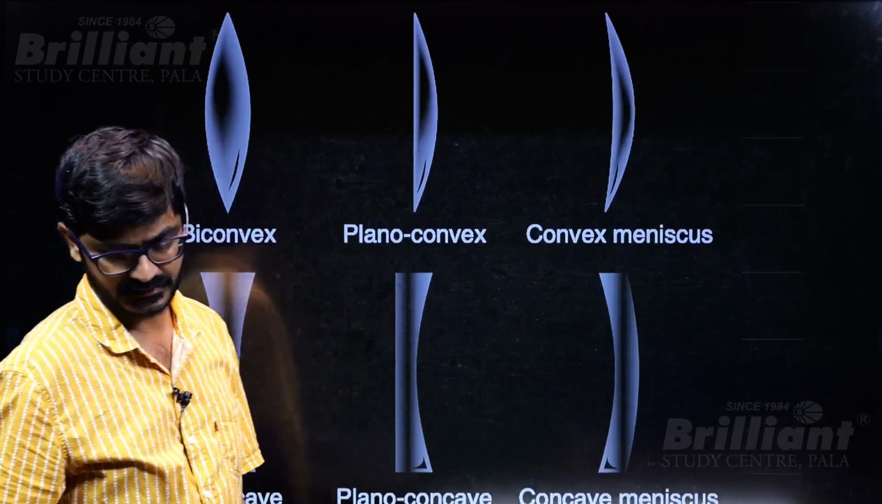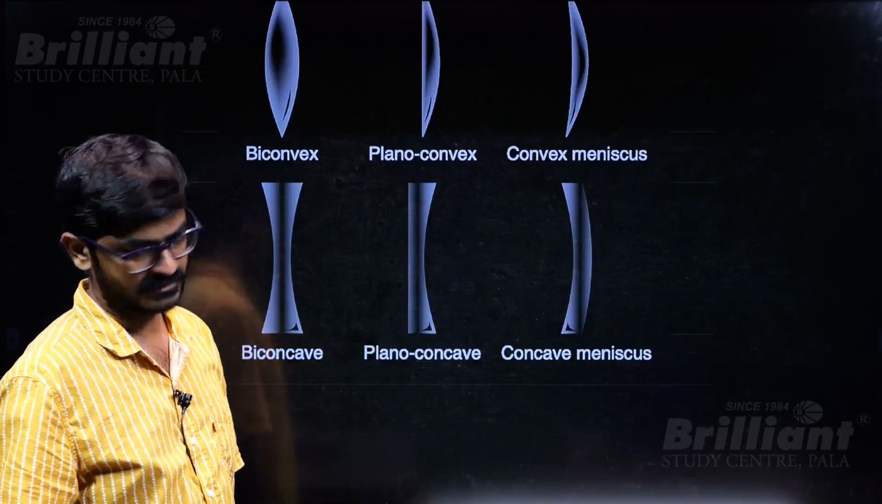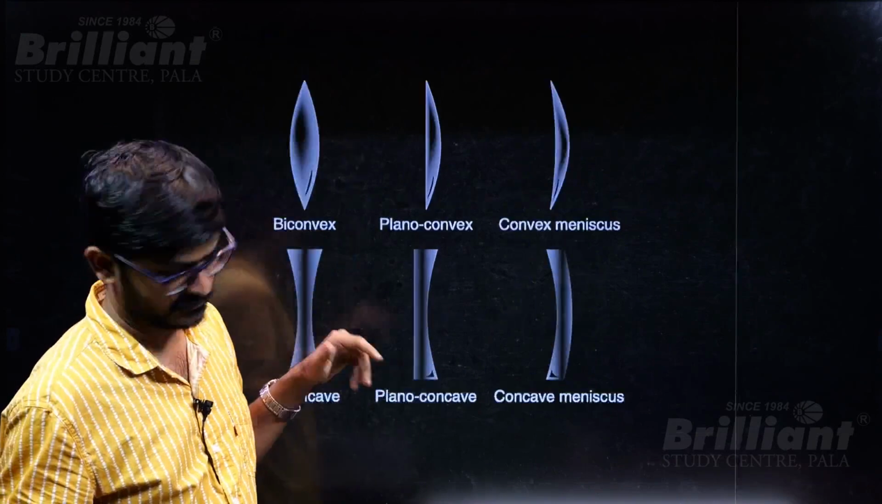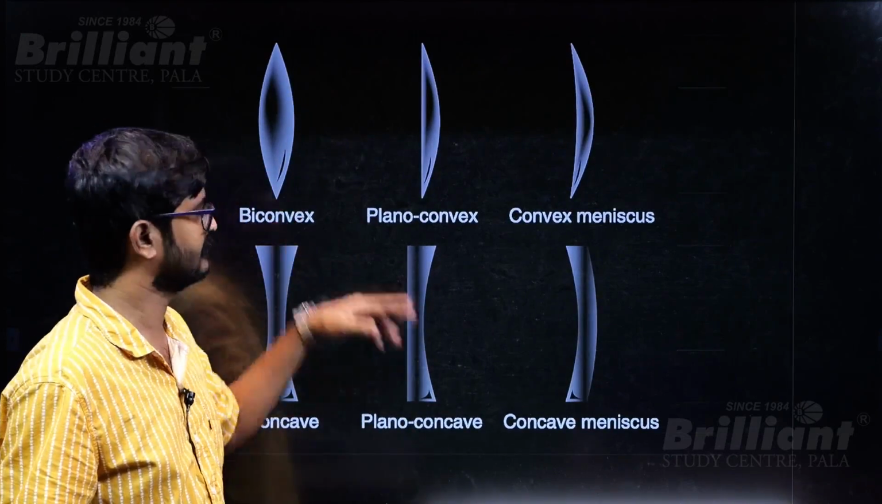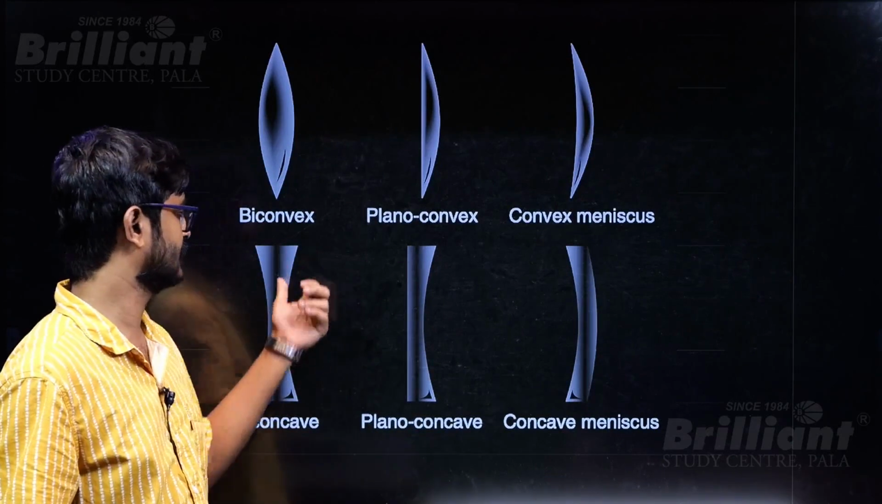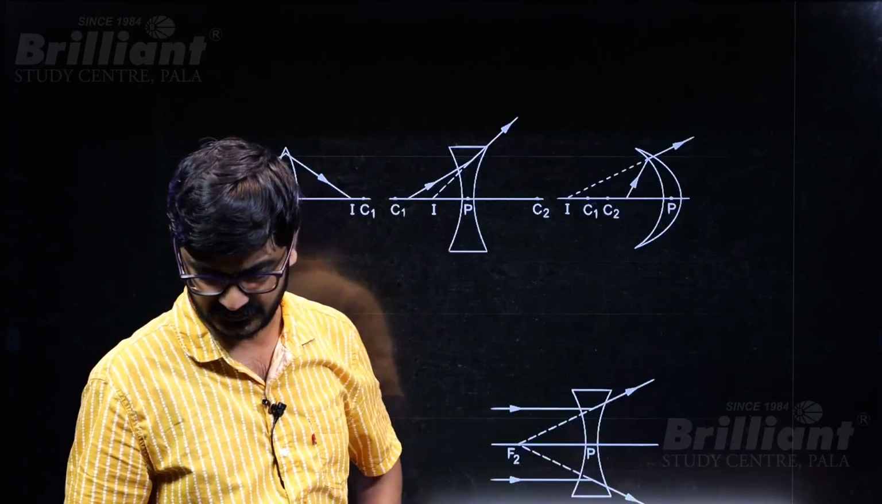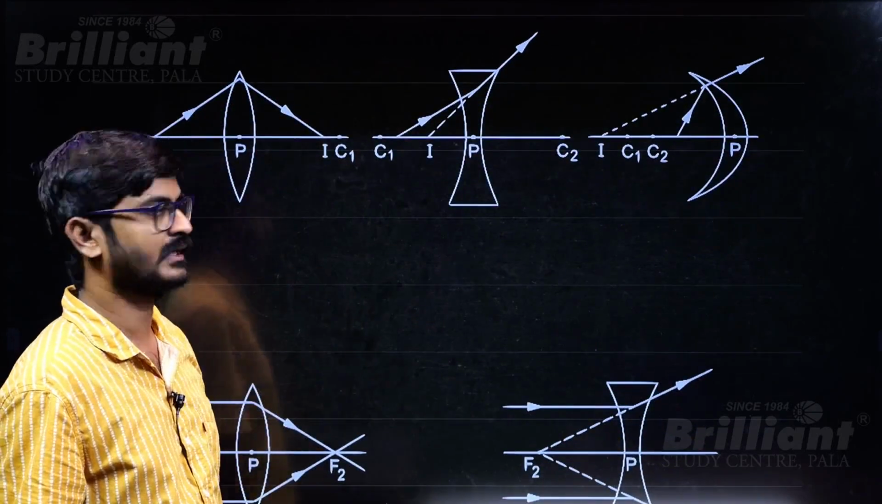Now we are talking about the lens, two surfaces, anyway names you can manage by yourself. So this is biconvex, and if both sides the radius is same, we call it equiconvex. If both sides the radius is same for a concave one, we call it equiconcave. So that's fine, you can manage by yourself. And generally the ray diagram is going to look somewhat like this.